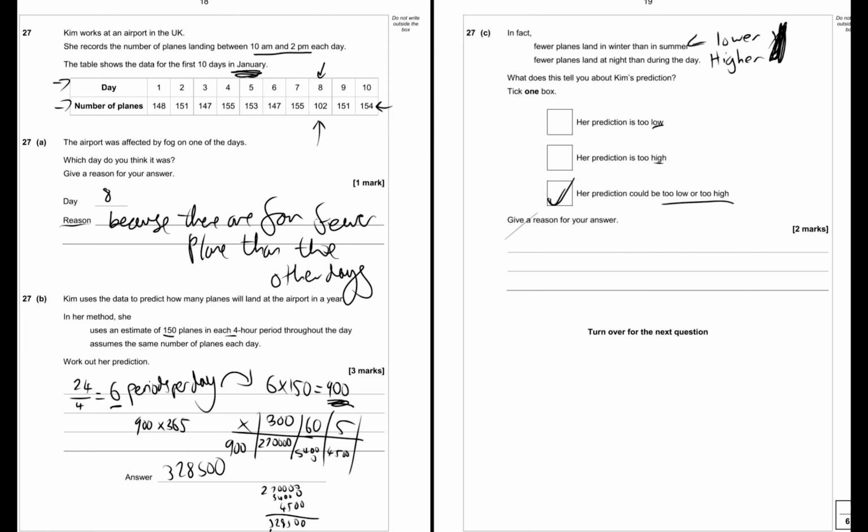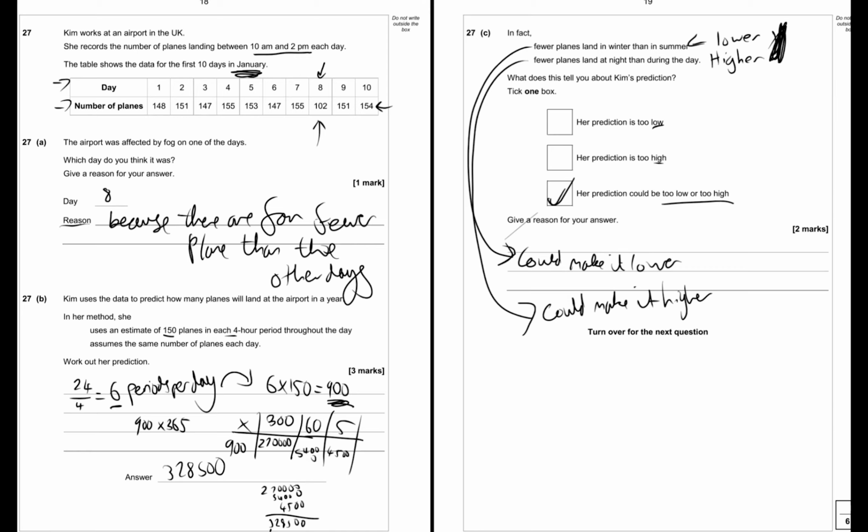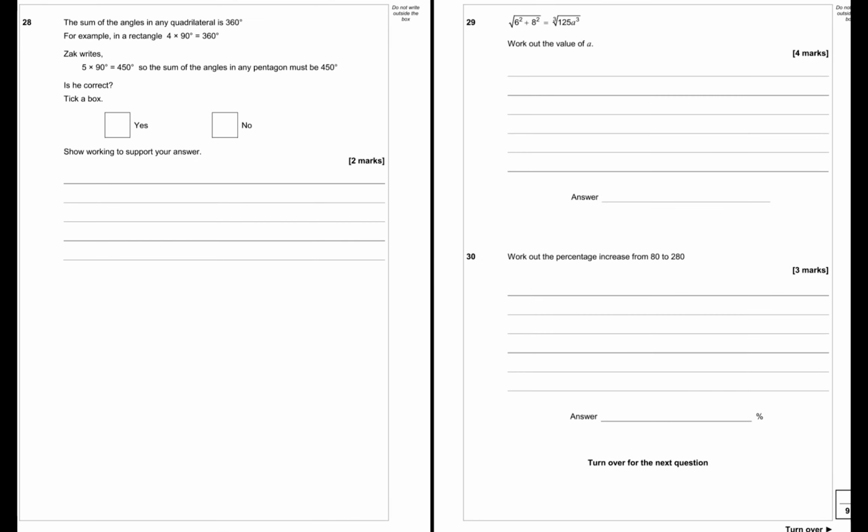So let's write a sentence. So let's say this one could make it lower. I can't be bothered to write the whole sentence, so you should do that. So fewer planes land in the winter than in summer could make it lower. And then fewer planes land at night than during the day. That could make it higher. And we are done.